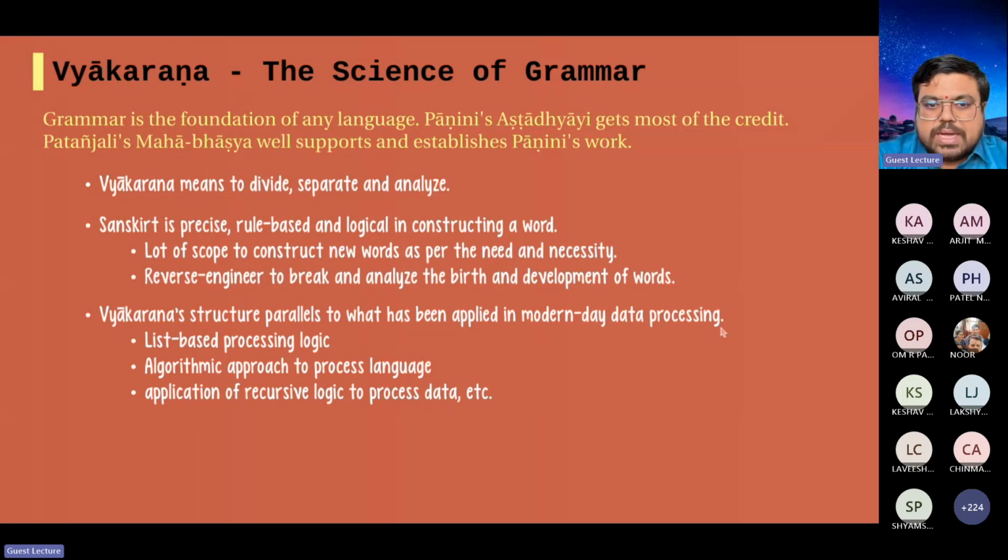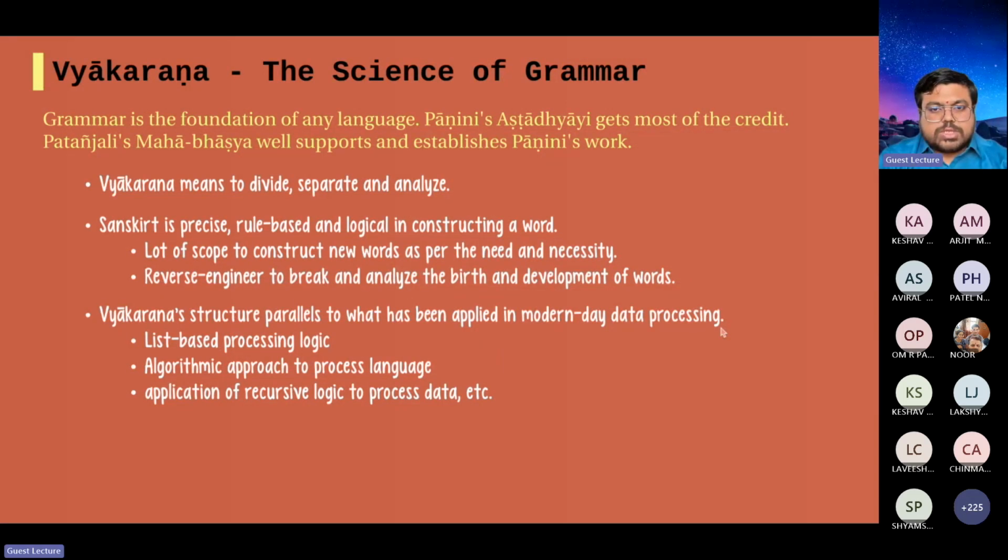Vyakarana structure parallels what has been applied in modern day data processing. That means it has all the elements: list-based processing logic, algorithmic approach to process language, and application of recursive logic to process data. List-based processing logic means you have a list of words, basically the categories of words that you have, which are called dhatus or the root words. Now, based on the list, you create an algorithm as to how to generate different words in different sentences.